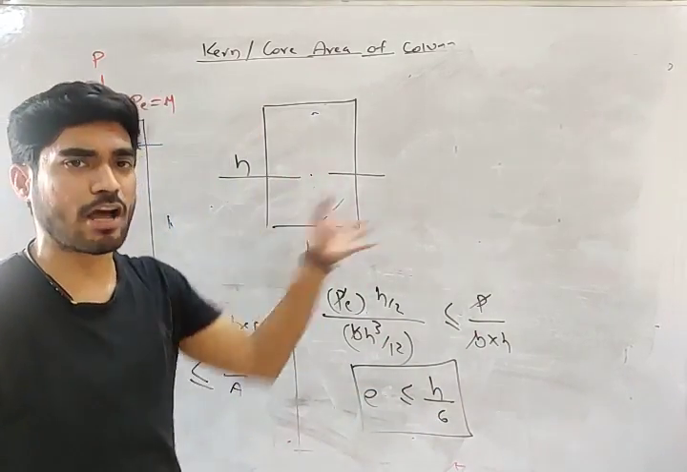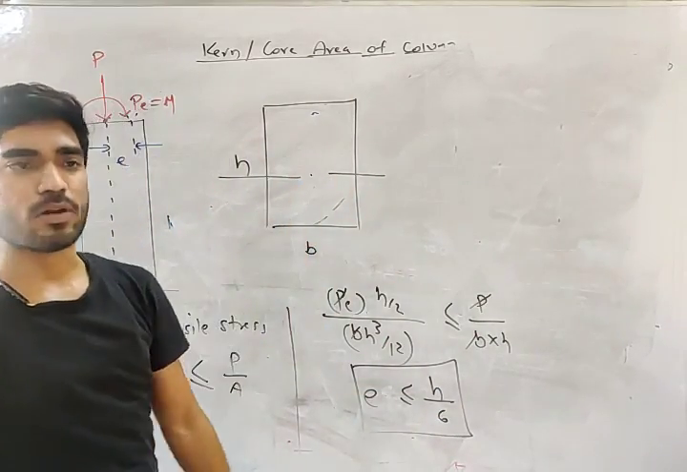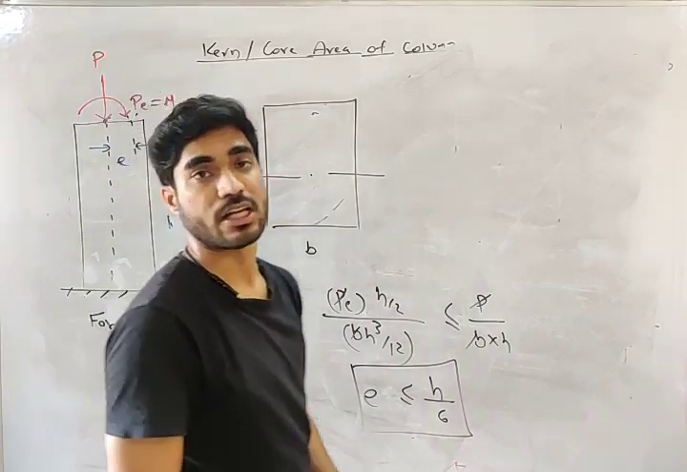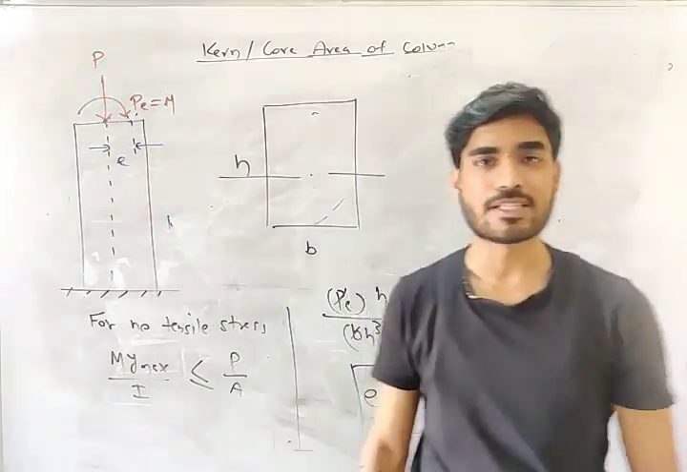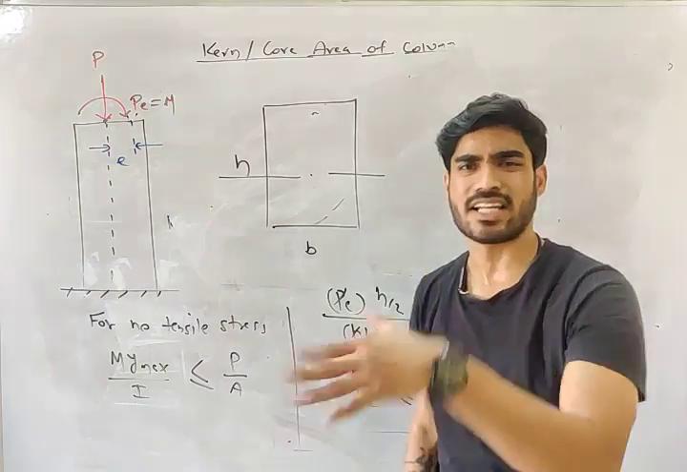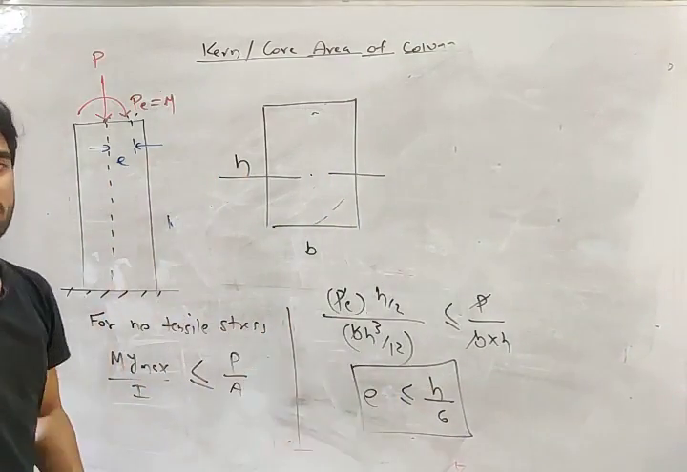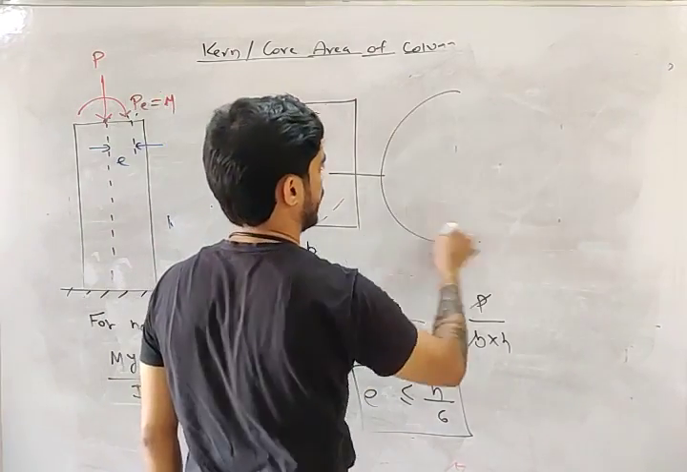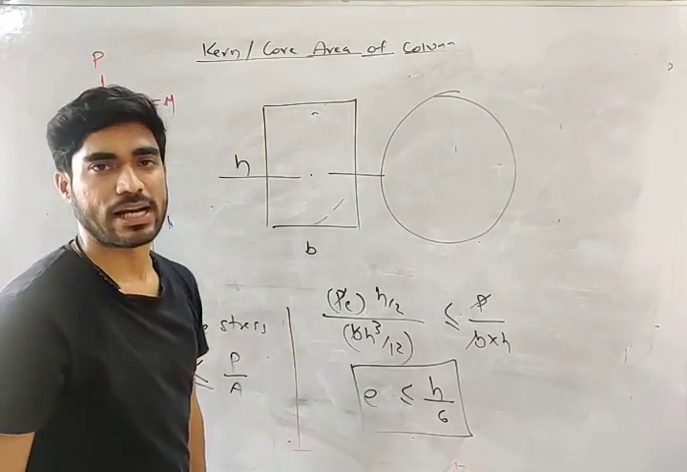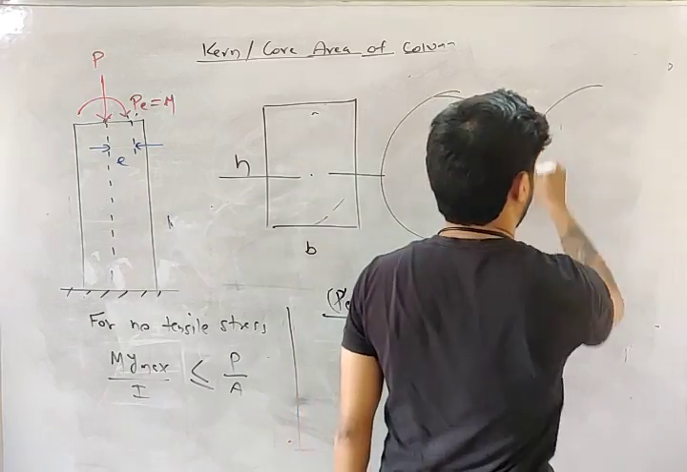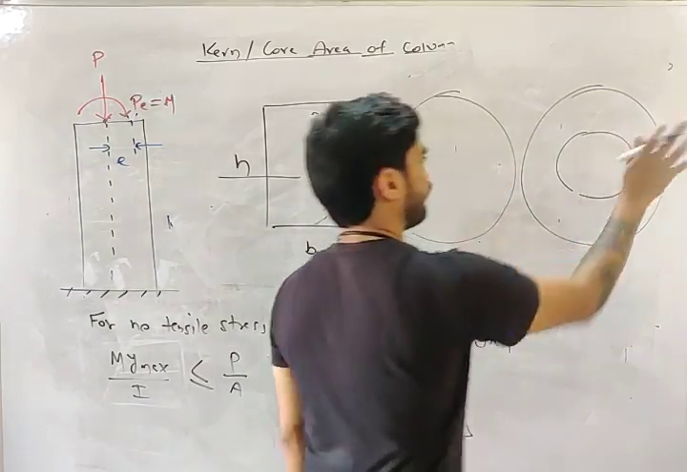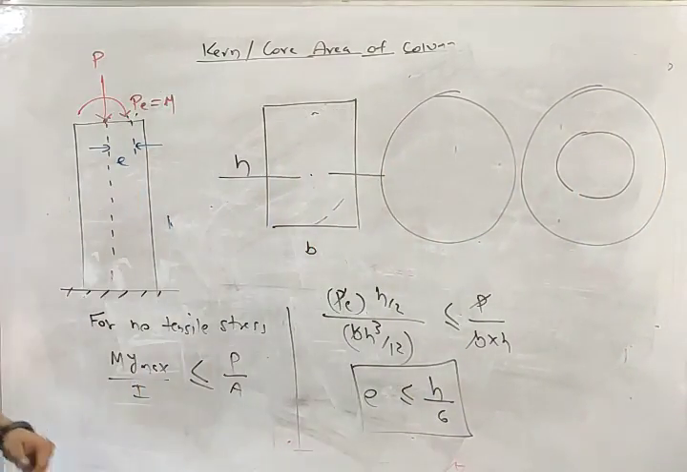You will see a lot of questions based on this calculation in your previous year question book. If you buy any previous year question book for GATE, engineering services, PSU, you will see a lot of questions based on this concept. In some cases they will give you a circle, in some cases a rectangle, in some cases a hollow circle. So there will be different cross sections, but the concept is the same.